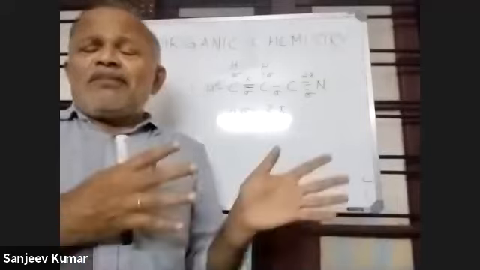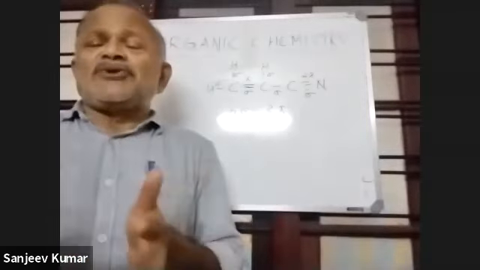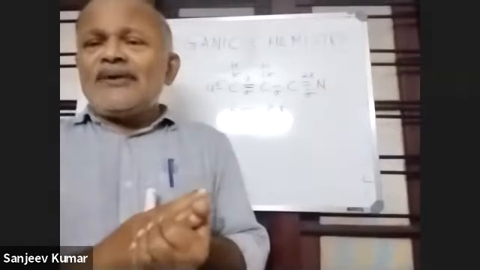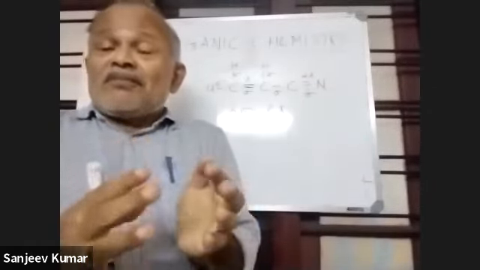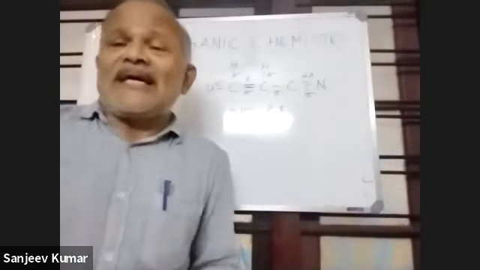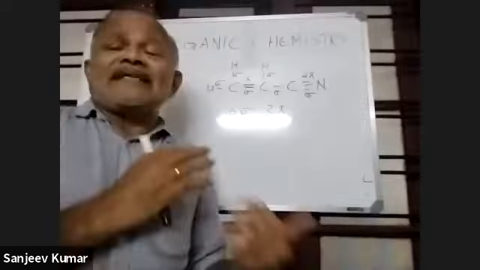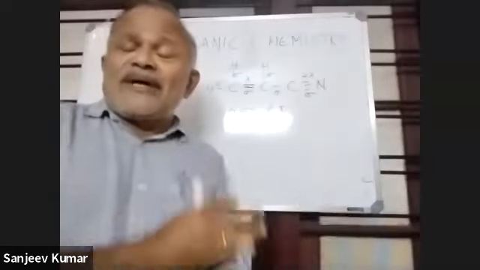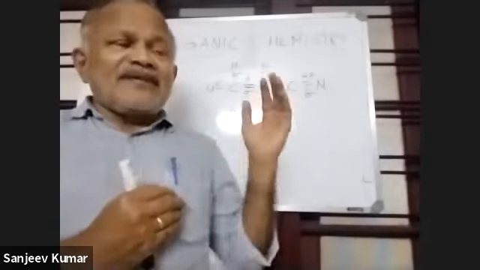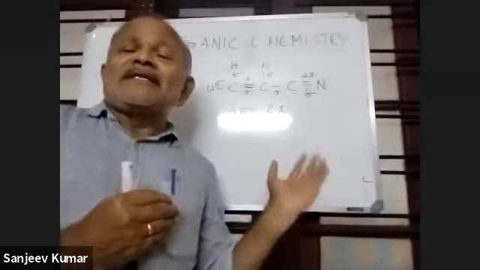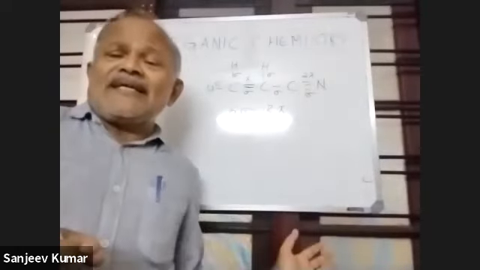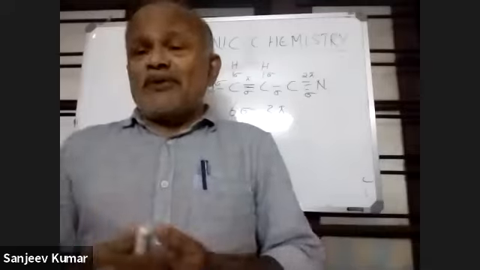And for propanoic acid, CH3CH2COOH, if there is an OH group also in that compound, the preference is for the COOH group, and therefore it is known as propanoic acid, and the OH group is taken as a substituent, and therefore you will get hydroxy. If it is attached to the second carbon atom, it is 2-hydroxypropanoic acid. If it is attached to the third carbon atom, it is 3-hydroxypropanoic acid.